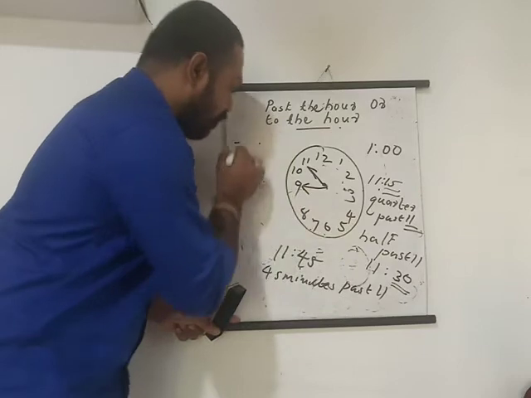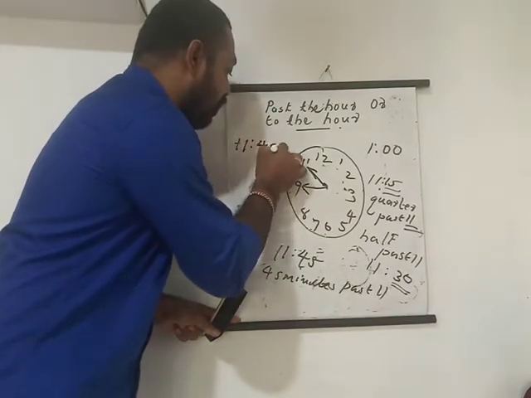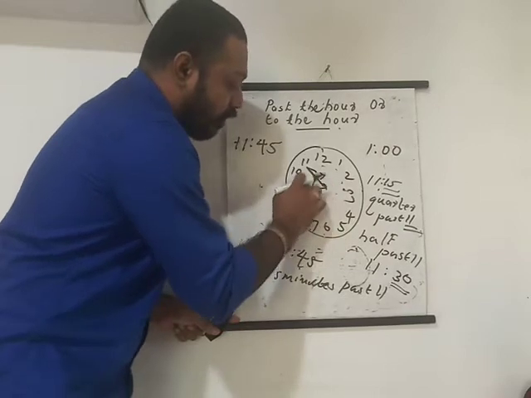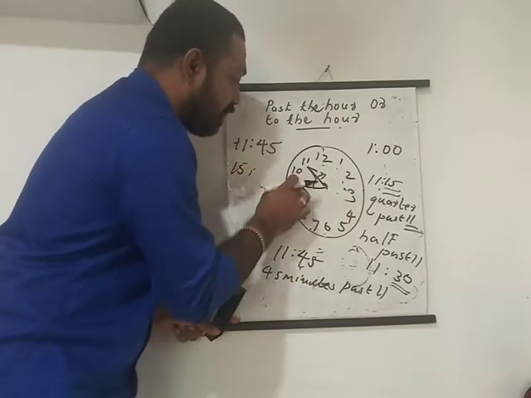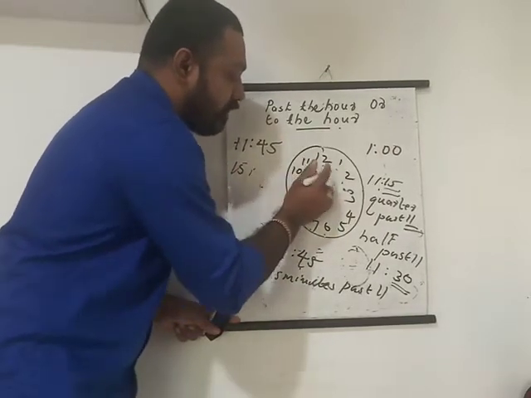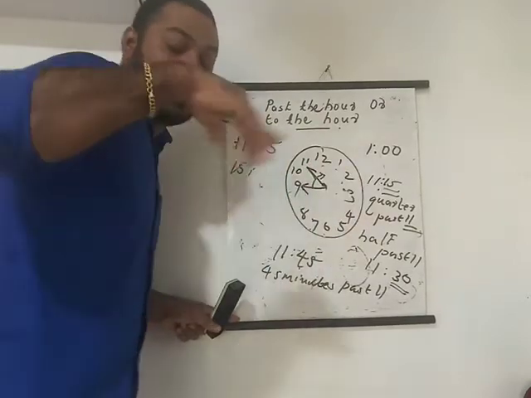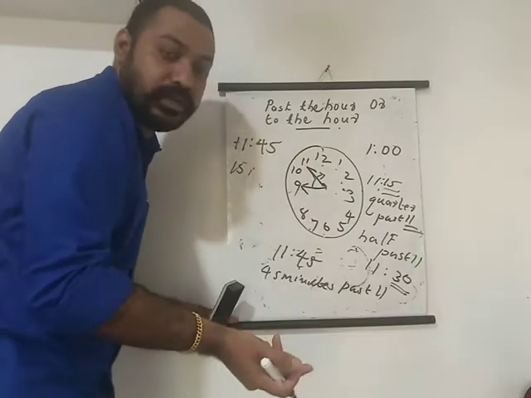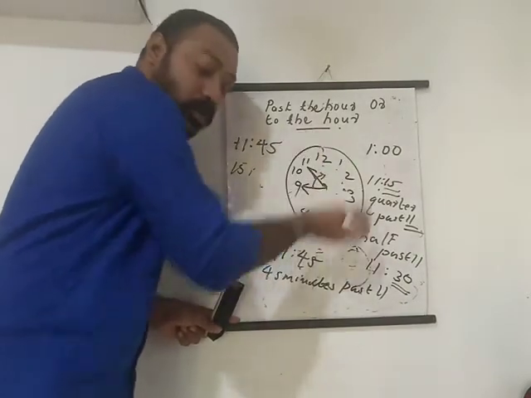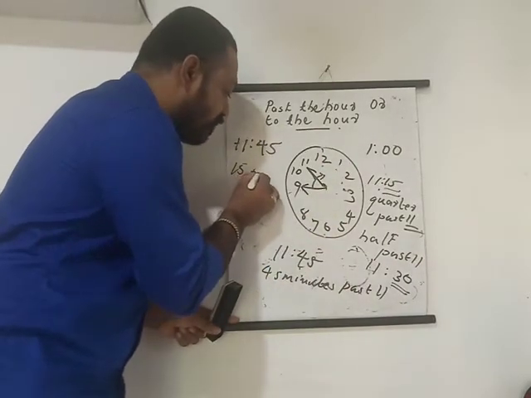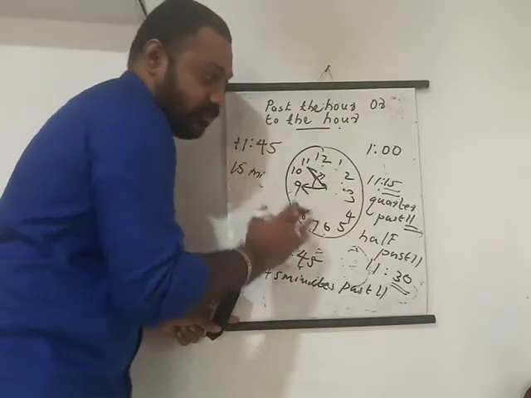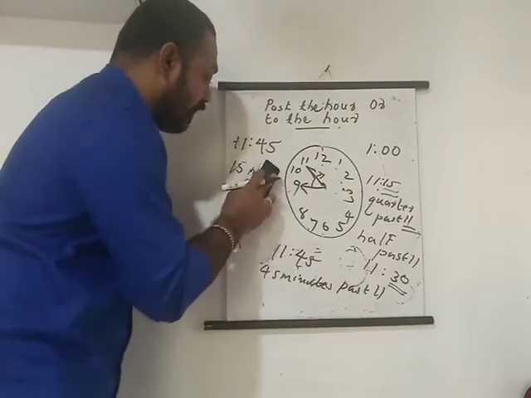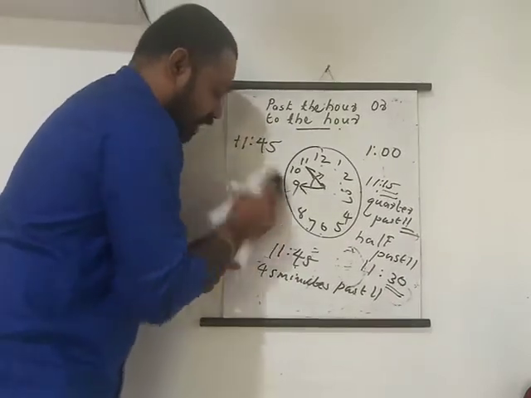This is 11:45. Now the time is 11:45. So it needs a quarter to complete, for 15 minutes. After 15 minutes, that means 5, 10, 15 minutes, this 11 o'clock will become 12 o'clock, isn't it? So how many minutes does it need to go? 15 more minutes. 15 minutes means what? Quarter, isn't it?